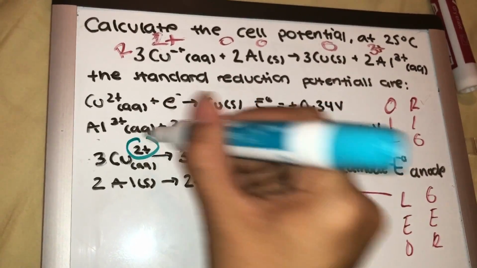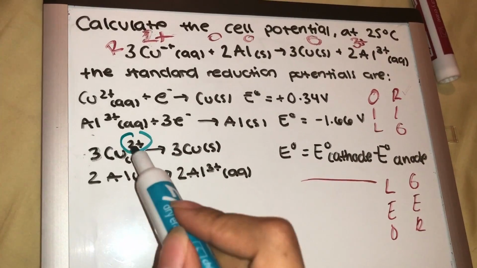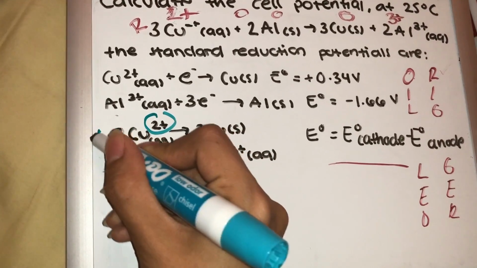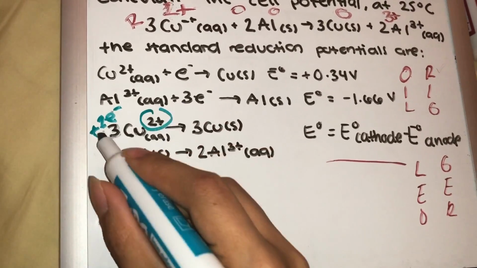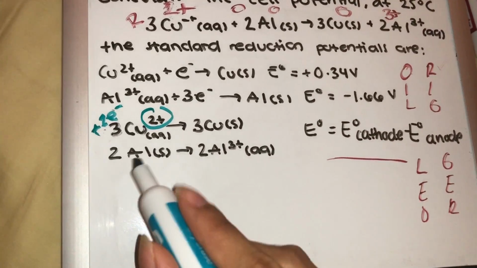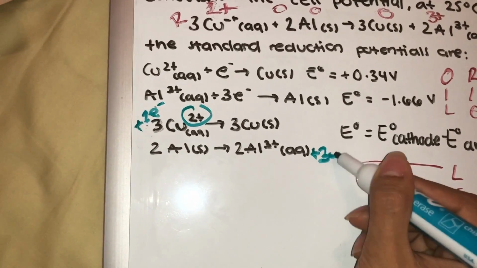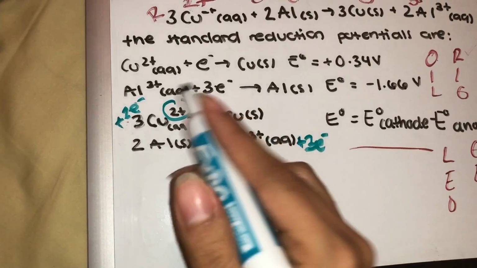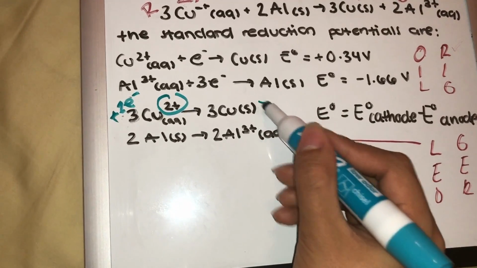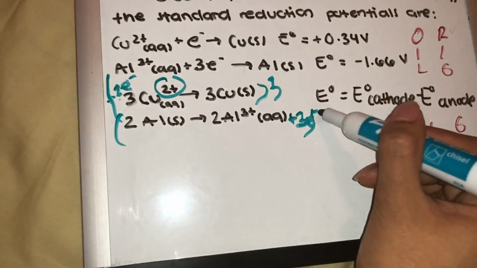to balance it out. We don't have any water, any oxygen or hydrogen, so we're fine with that, but we do have the 2 plus charge, so we could add here 2 electrons to balance it out with the 0 charge. On this side, we would add the 3 electrons, and we always want them to be the same number of electrons, so we can multiply this by 3 and this by 2.